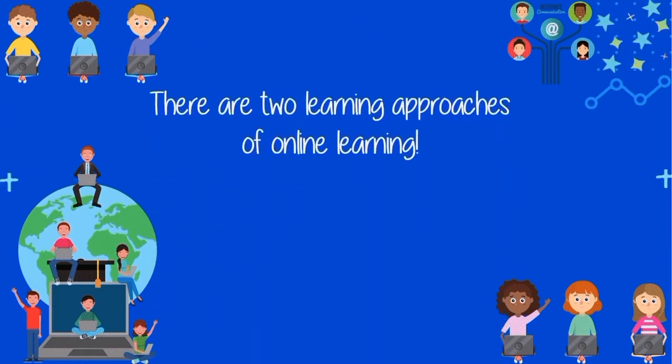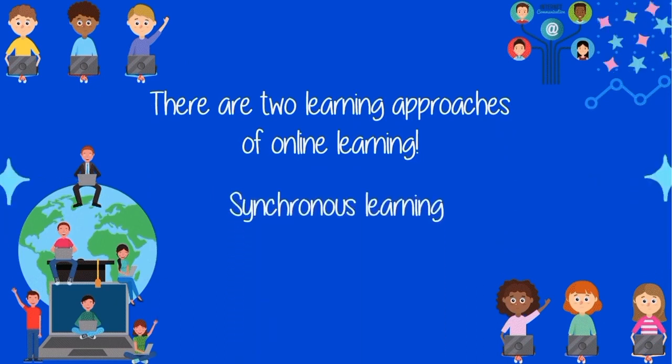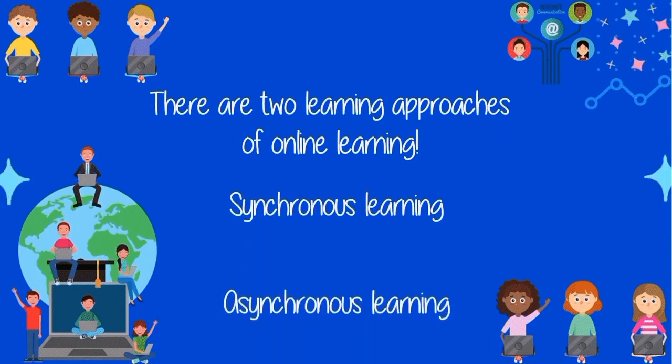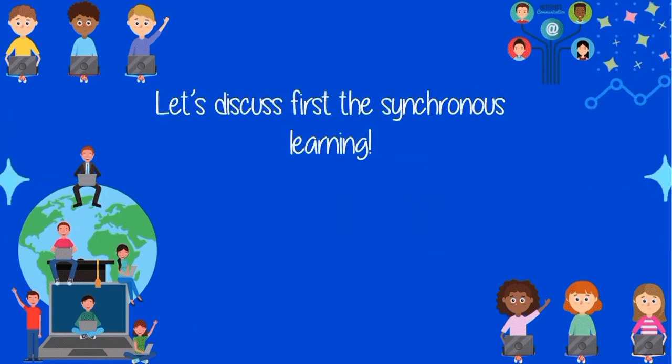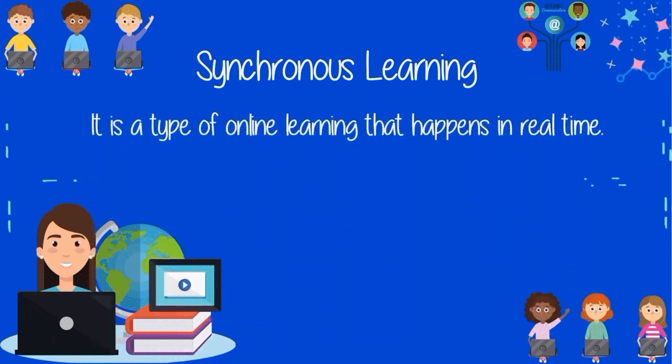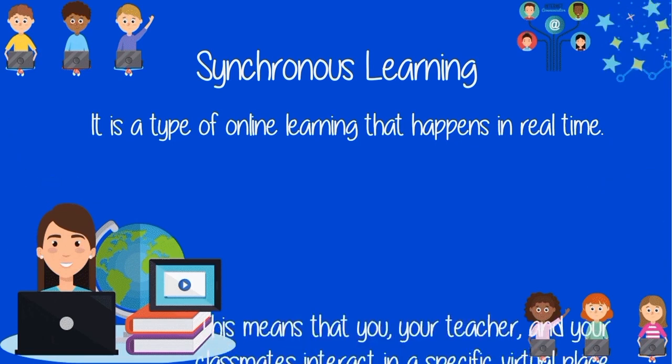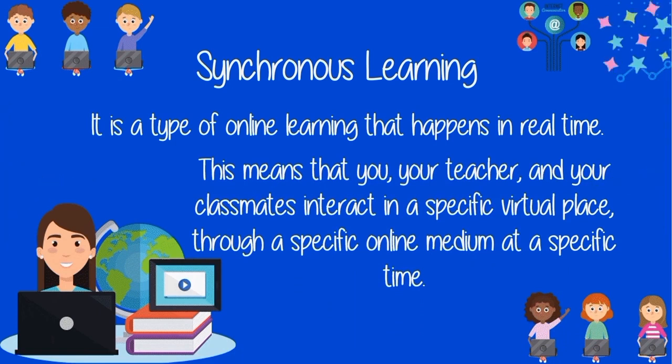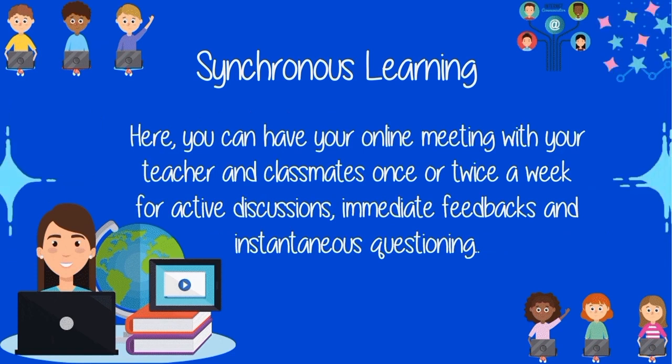There are two learning approaches of online learning, thus the synchronous learning and the asynchronous learning. Let's discuss first the synchronous learning. Synchronous learning is a type of online learning that happens in real time. This means that you, your teacher, and your classmates interact in a specific virtual place through a specific online medium at a specific time. Here, you can have your meeting online with your teacher and classmates once or twice a week for active discussion, immediate feedback, and instantaneous questioning.